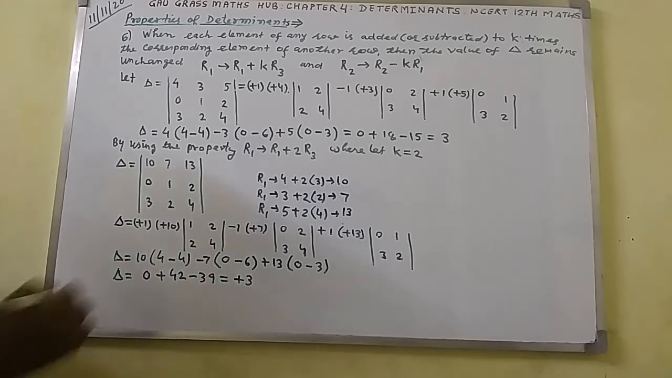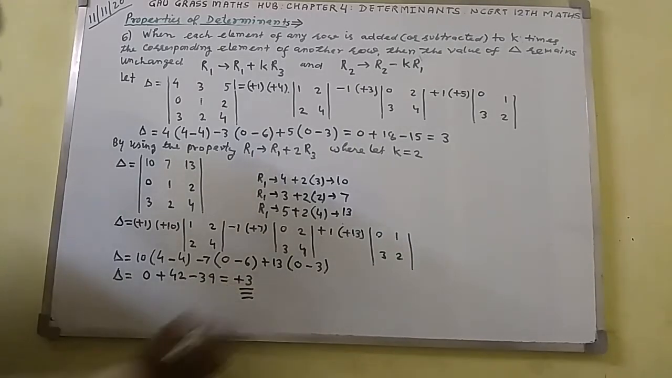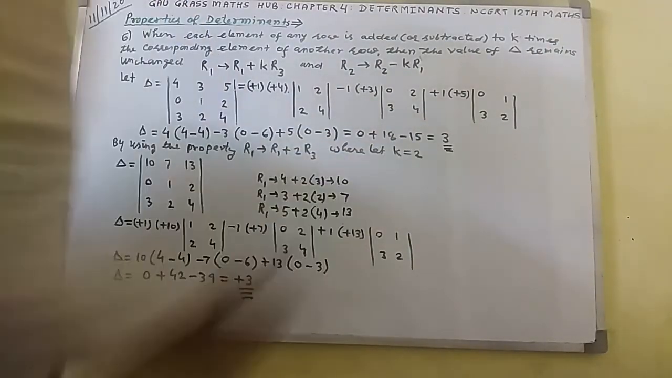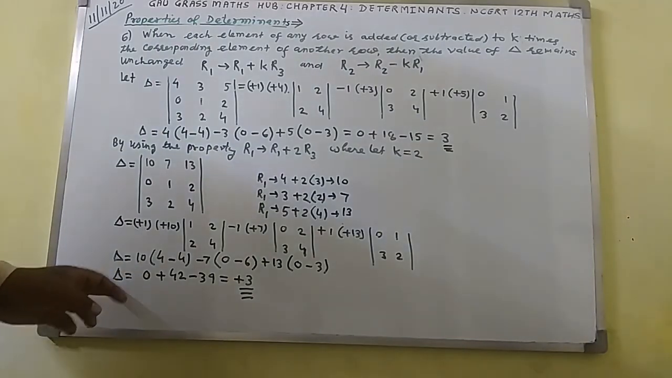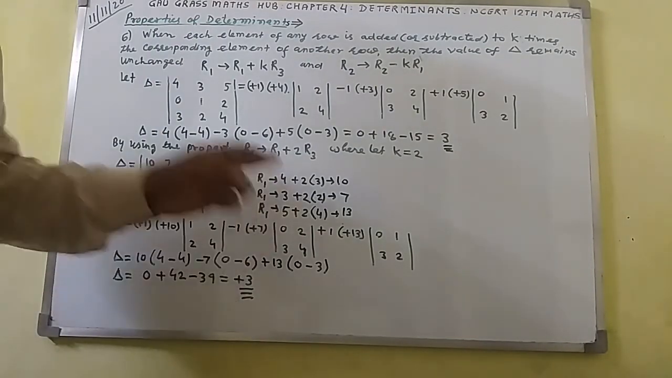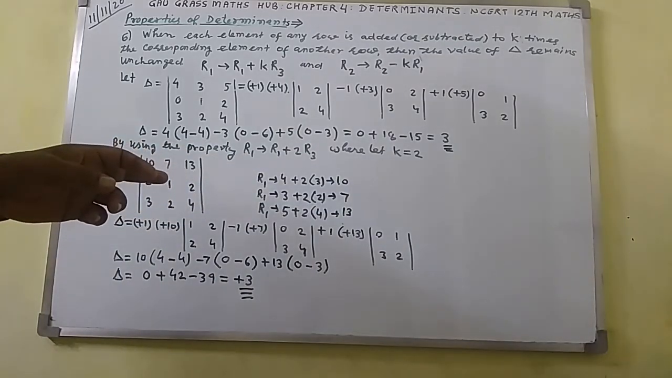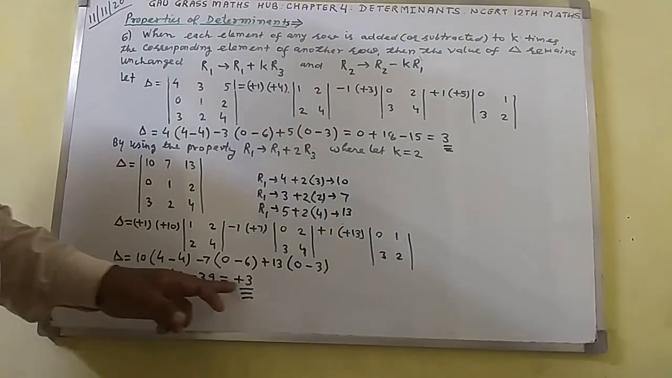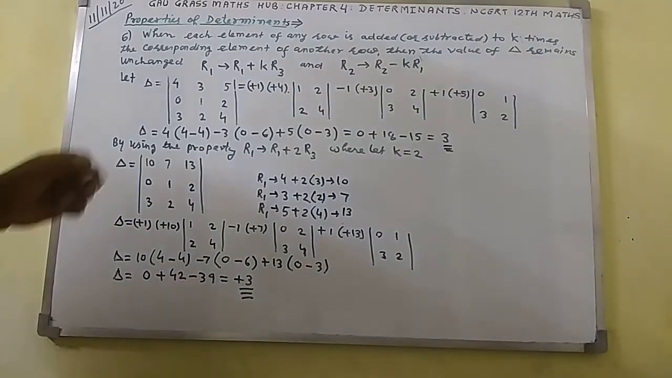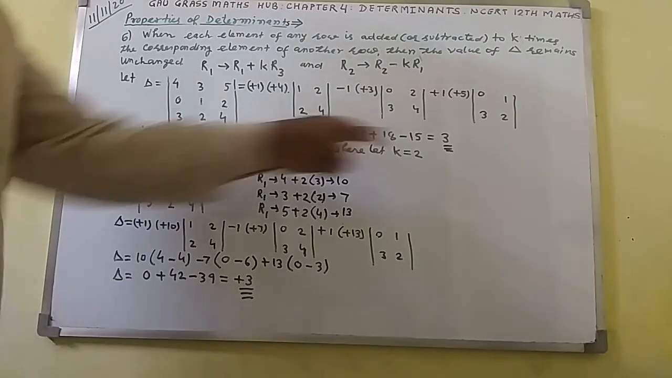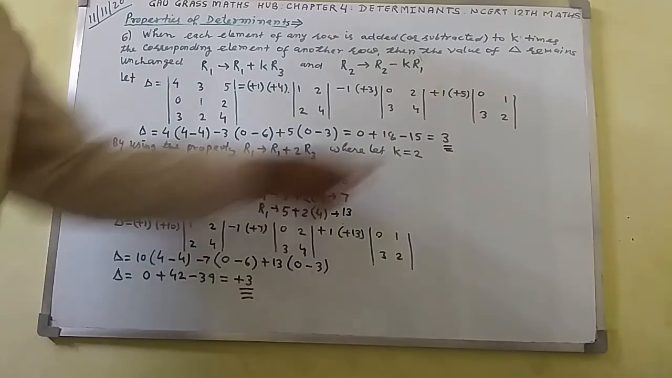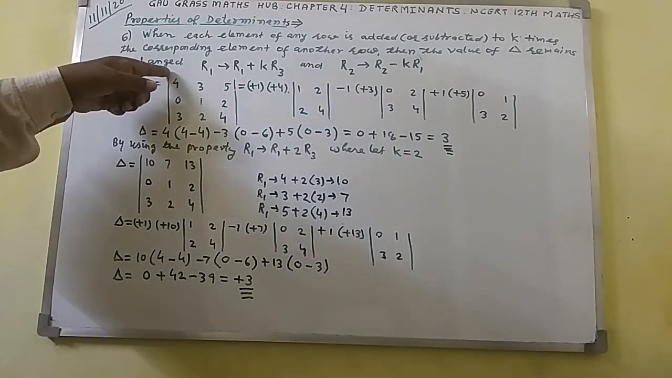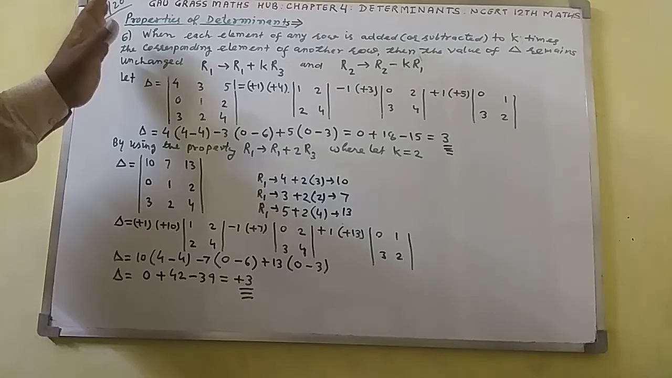So here you can see this determinant. The value of this determinant is plus 3. And this one is the same. Here you have got the value of determinant plus 3. And here you have got the value of desired determinant as plus 3. And the value of original determinant here is plus 3. Both are the same. Plus 3, plus 3. That's why this statement which I have written here is verified 100%.